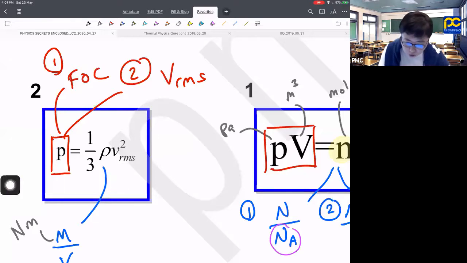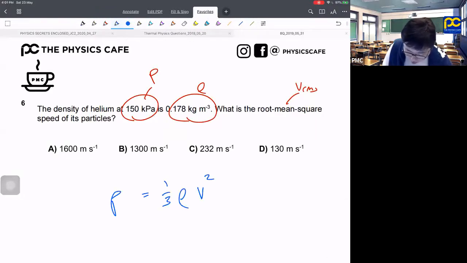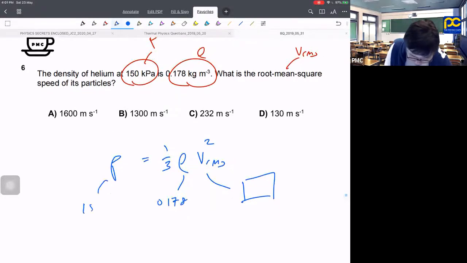So now I'm going to move forward and say pressure must be 1/3 rho V squared. You're asked to find the root mean square speed. Density is 1.178 and the pressure is 150,000. And therefore, I will get the answer for the root mean square speed. The answer will be 8, question 6.